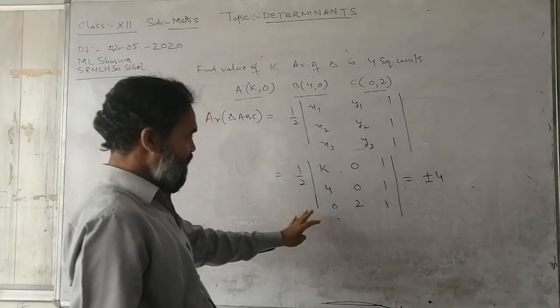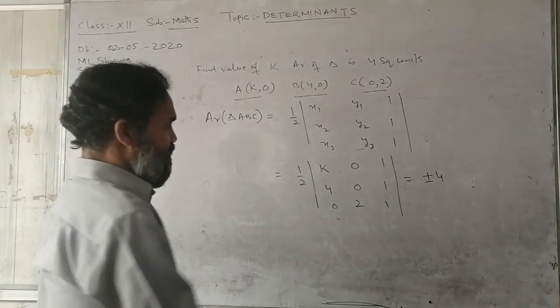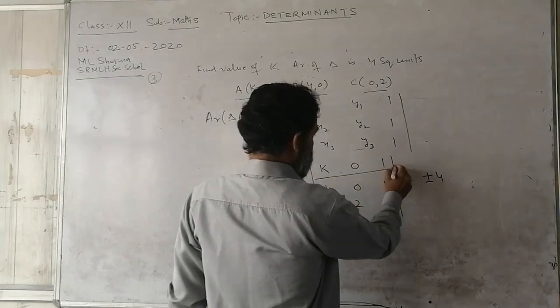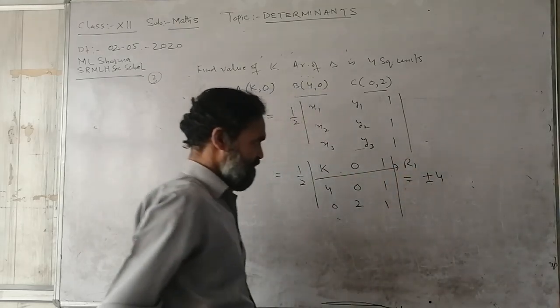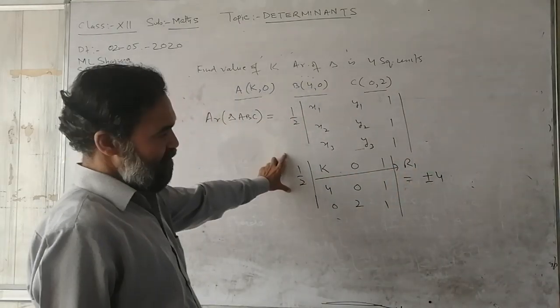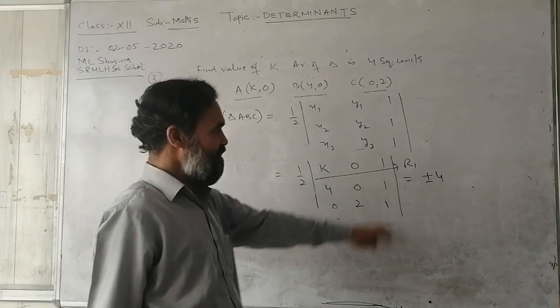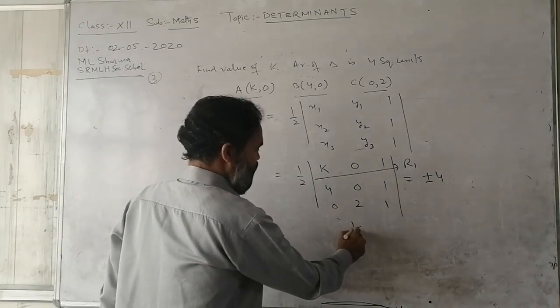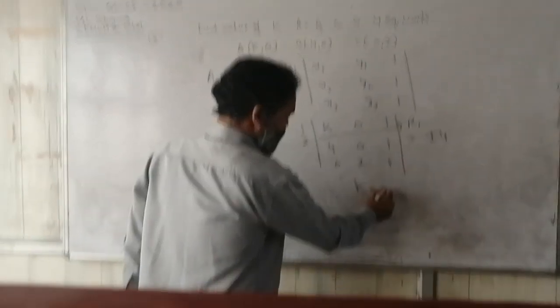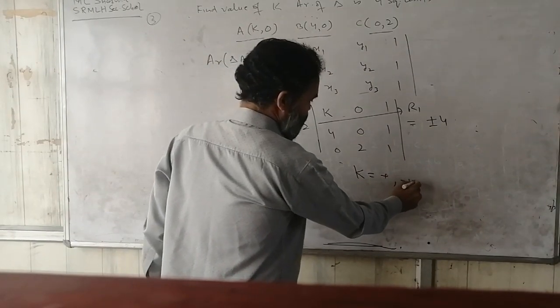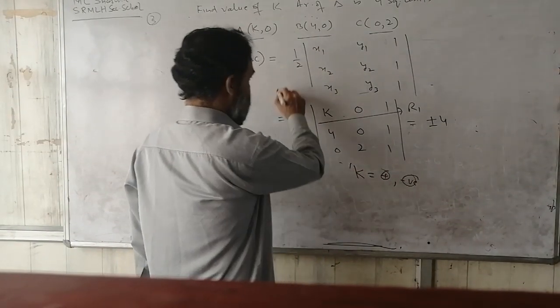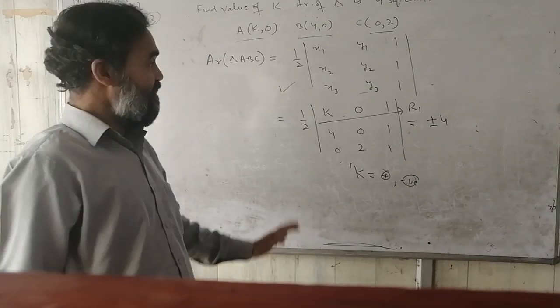Area can be positive, area can be negative. So you have to expand this determinant by row R1. So you expand this determinant using R1, you will get the value of k. There will be two values, one will be positive, other will be negative. So you can try at your own level. This is simple.